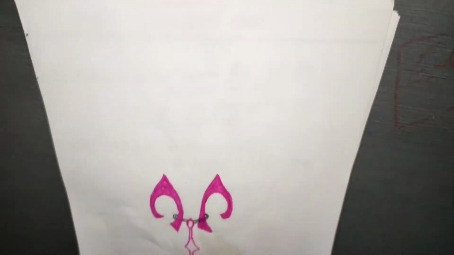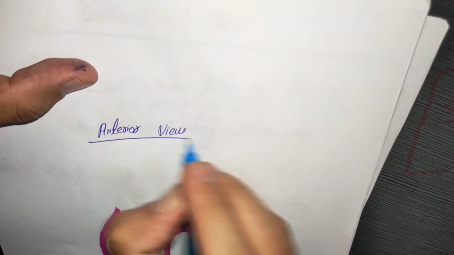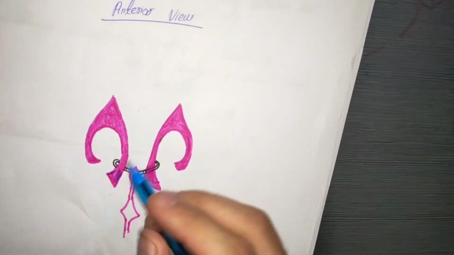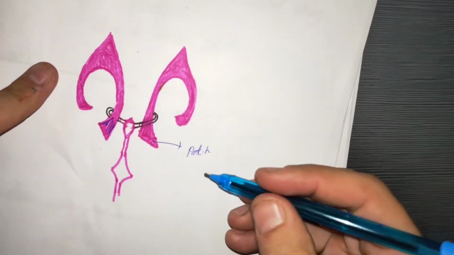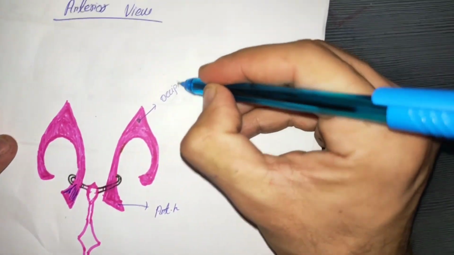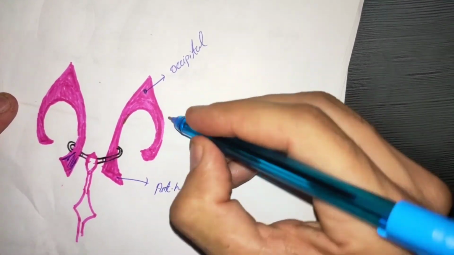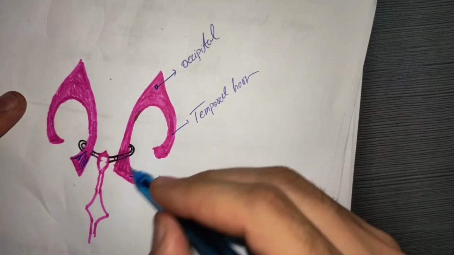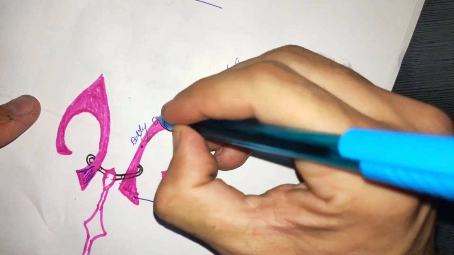This is the anterior view of the ventricles. This is the same as we have discussed. This is the anterior horn of the lateral ventricle. This is the occipital horn of the lateral ventricle. This is the temporal horn of the lateral ventricle. This is the body of the lateral ventricle.